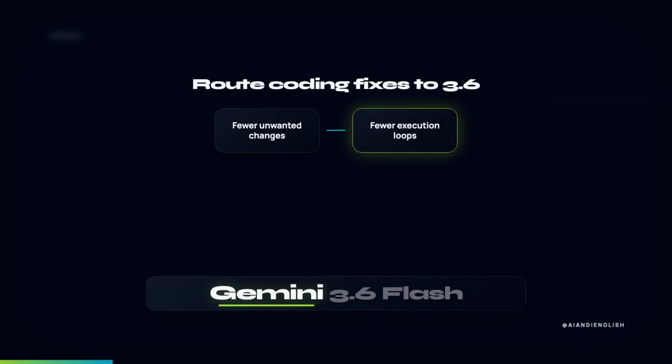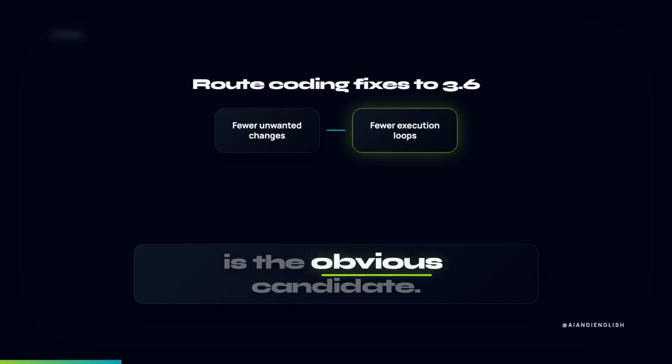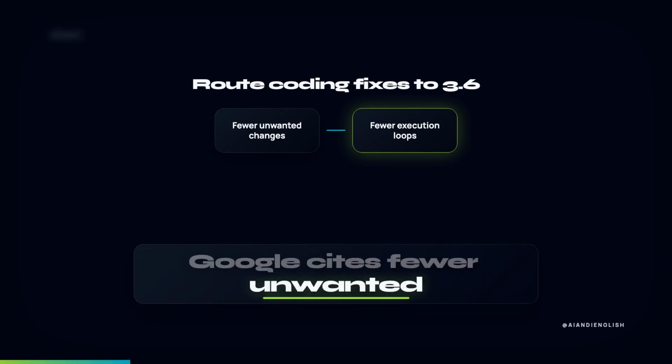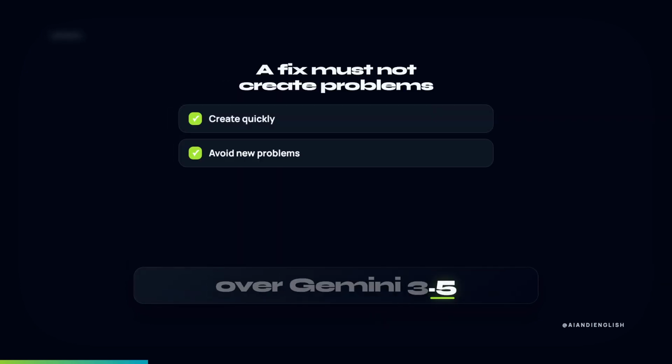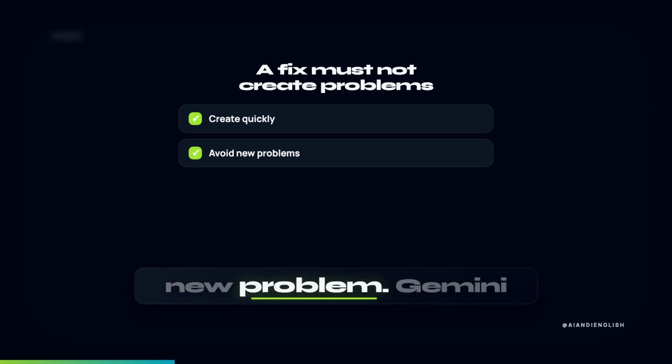For a coding fix, Gemini 3.6 Flash is the obvious candidate. Google cites fewer unwanted code changes and fewer execution loops as improvements over Gemini 3.5 Flash. That is a vendor claim, but it fits the job. A fix must not only be created quickly, it must not create a new problem.